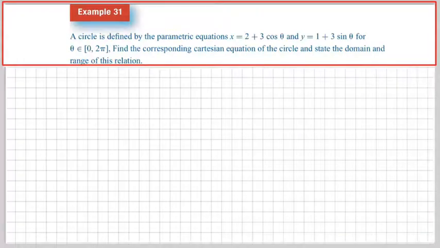Well, first up we've got a circle defined by the parametric equations x equals 2 plus 3 cos theta and y equals 1 plus 3 sine theta, for theta going from 0 to 2 pi inclusive. We have to find the corresponding Cartesian equation of the circle and state the domain and range of this relation.